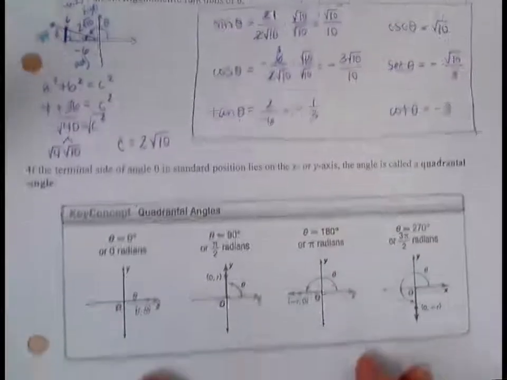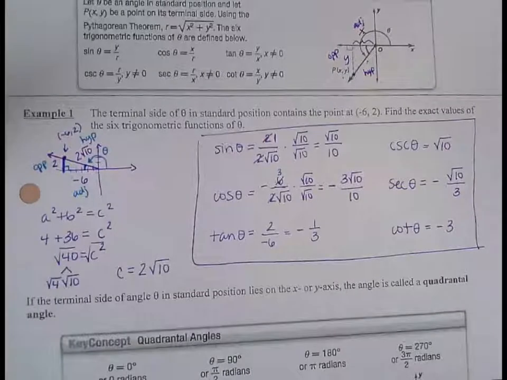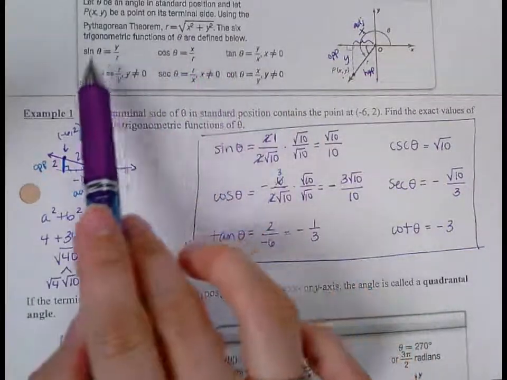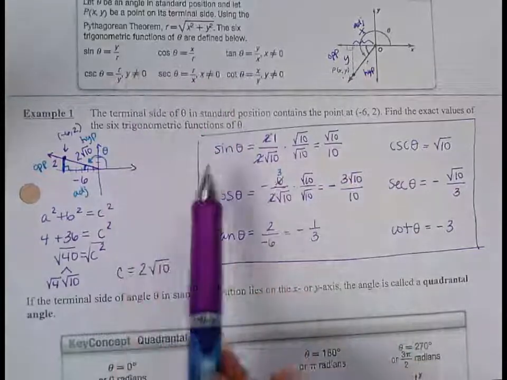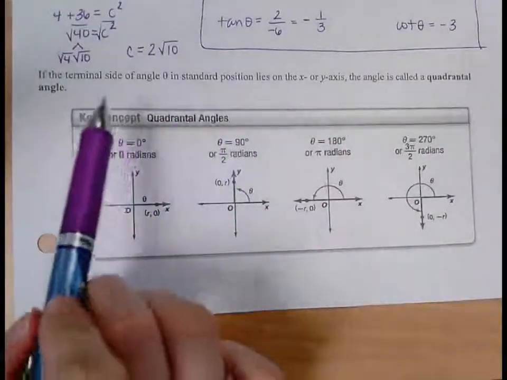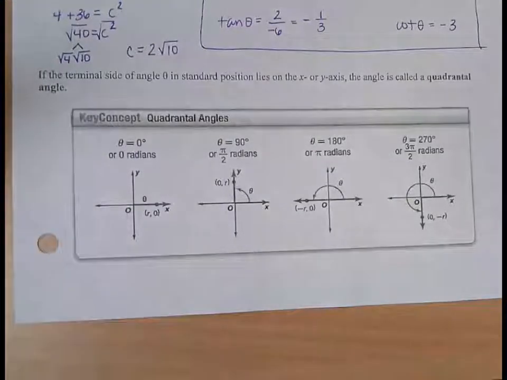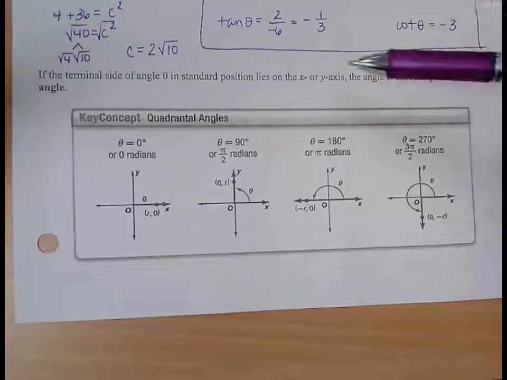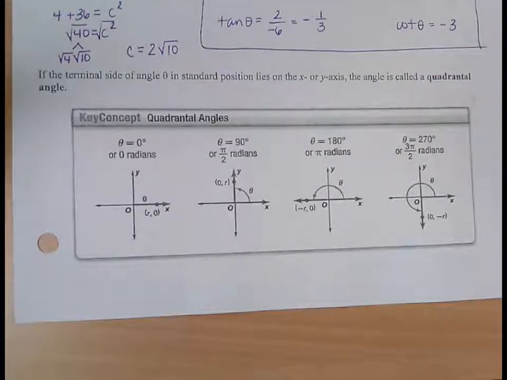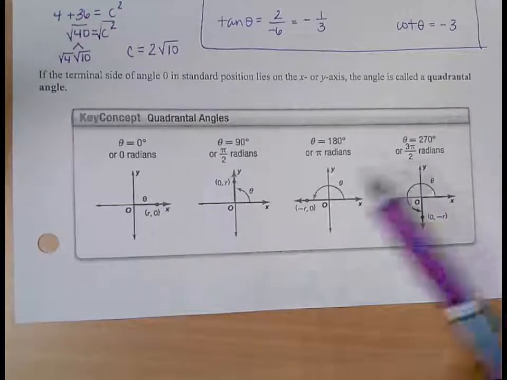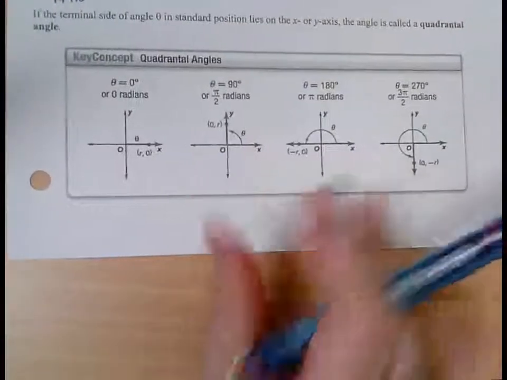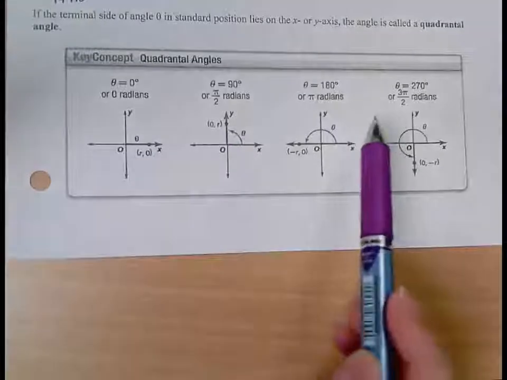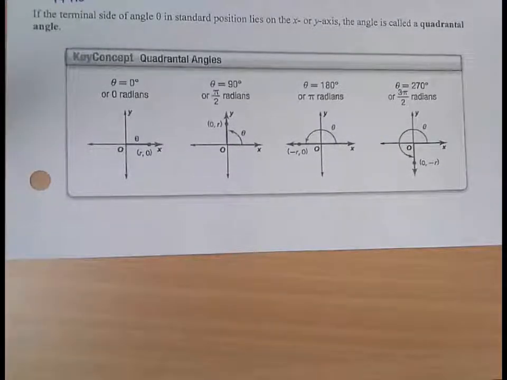Okay, so then the second example, like I said, I am going to reference these, and you'll see why. You'll see how it's different from this. So in the second example, it says, if the terminal side of angle theta in standard position lies on the x or y axis, the angle is called a quadrantal angle. So there are four quadrantal angles, but then you could find coterminal angles to them as well.